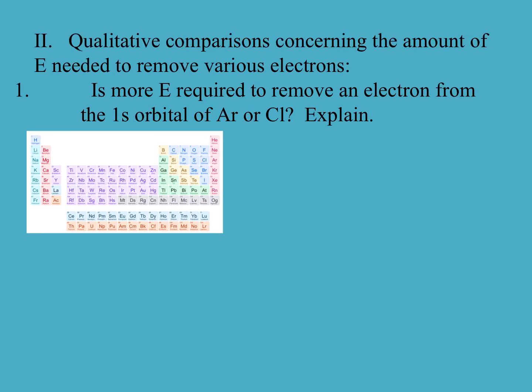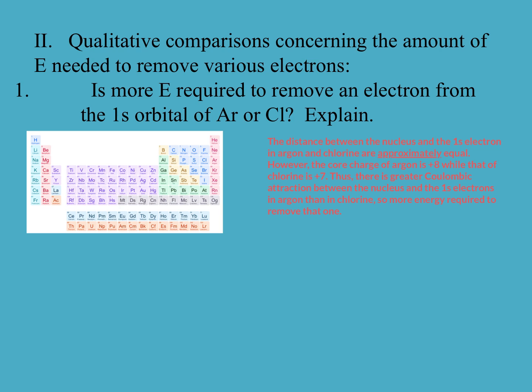Okay, so let's go ahead and read this question. Is more energy required to remove an electron from the 1s orbital of argon or chlorine? I'd like you to pause the video for a few moments and look at argon and chlorine and where they're located on the periodic table, and draw upon your understanding of what we've been doing with the chem activities to see if you can come up with a reason. So let's pause the video.